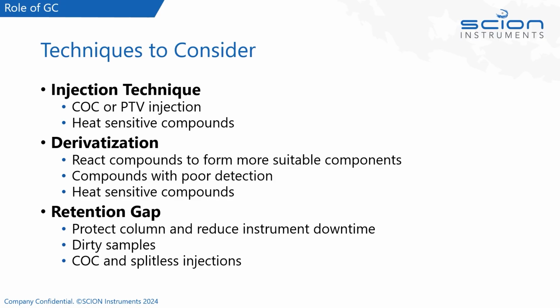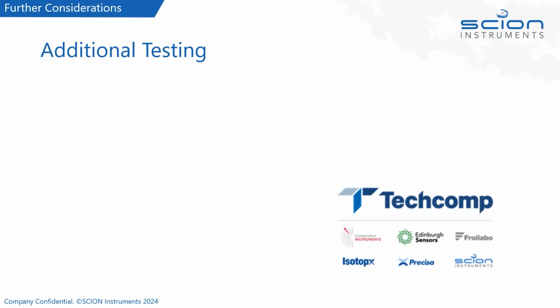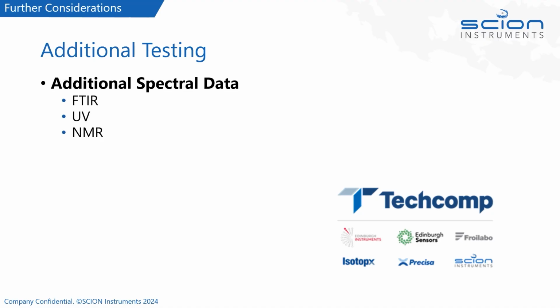So I just want to talk about some further considerations of REACH testing, mainly where GC can't work for you and you will have to consider different analytical techniques. So there is a requirement for additional testing. We have the requirement for testing of purity and for analyte confirmation using MS. We also require additional spectral data, so for example, FTIR, UV and NMR.